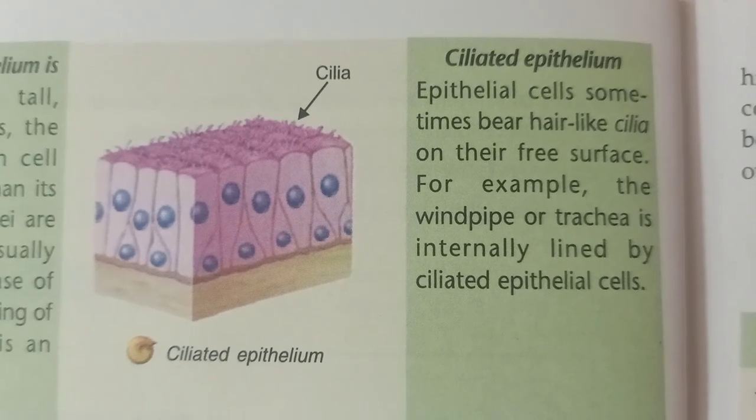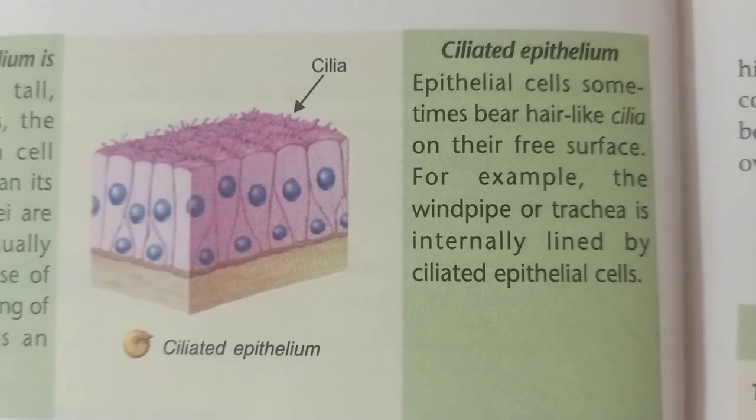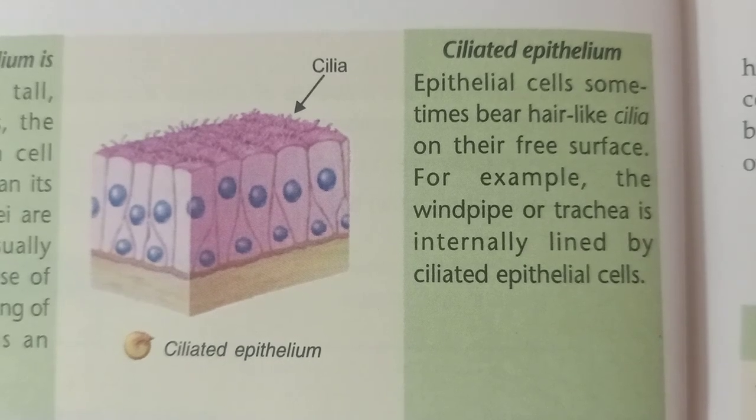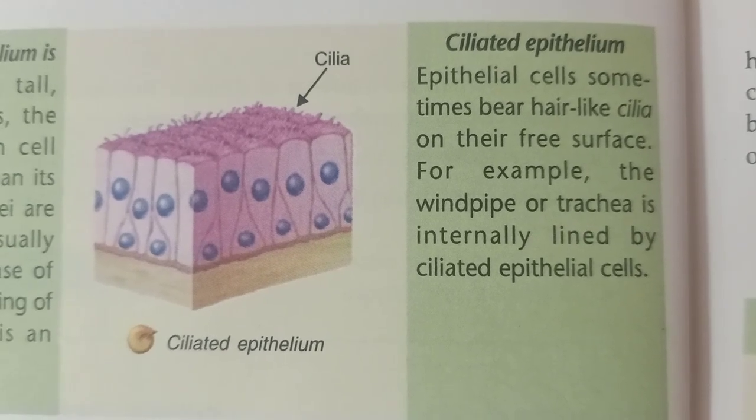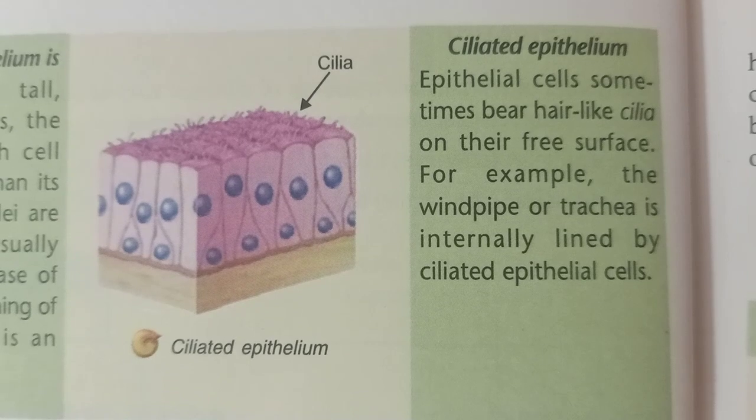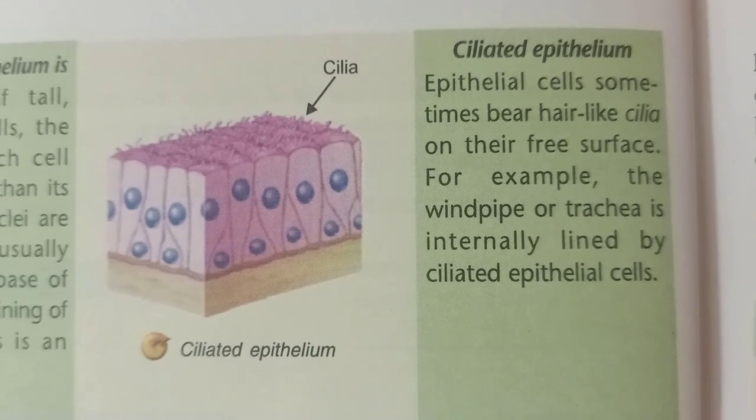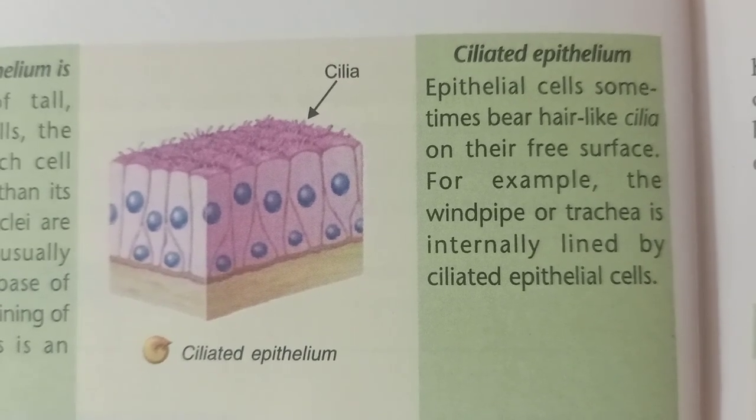So this is all about the first animal tissue, that is epithelial tissue. And in the next assignment I am going to teach you the second type of animal tissue. Till then, thank you.